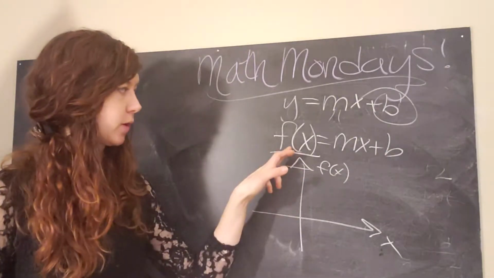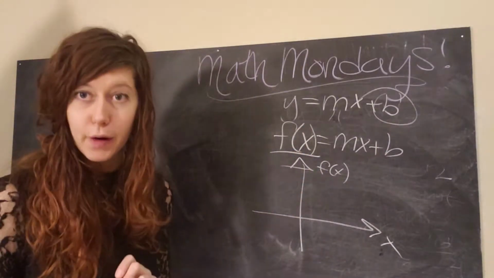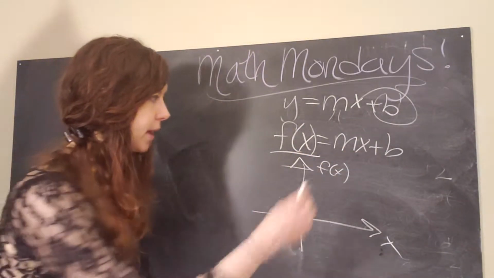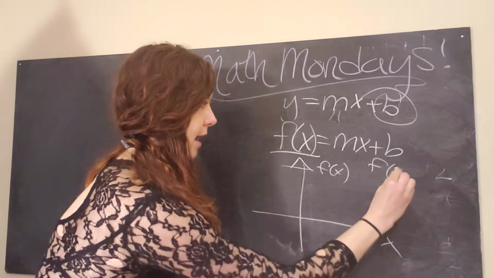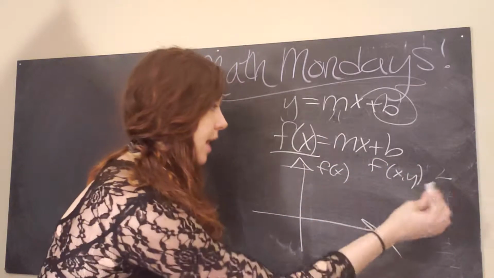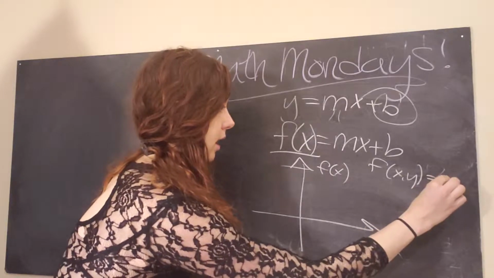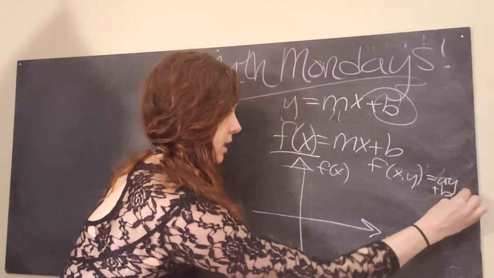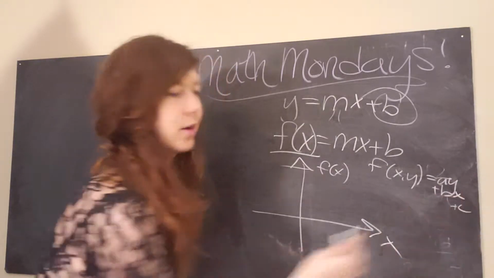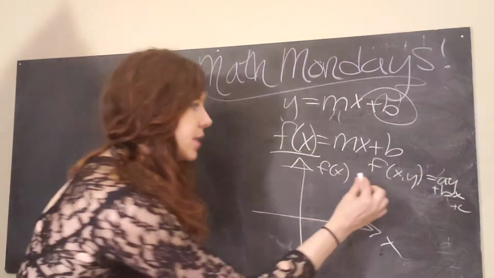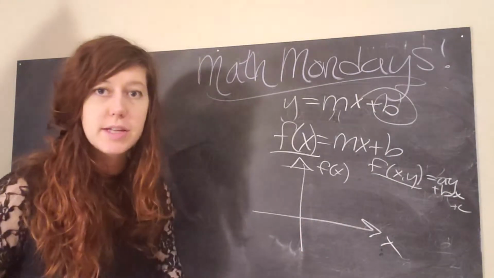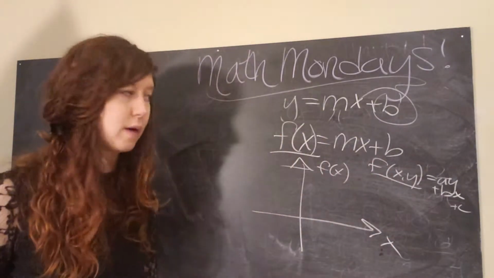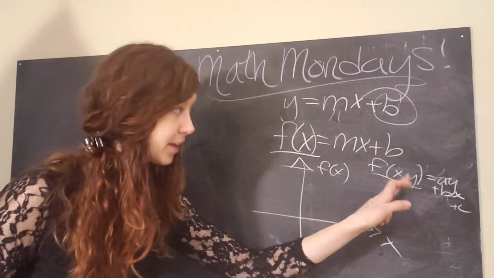In this situation, our function has one variable, x. You might see later on f of x and y, and in that case, you might see something like ay plus bx plus c, or something like that. In this situation, we have a function that depends on two variables, x and y.